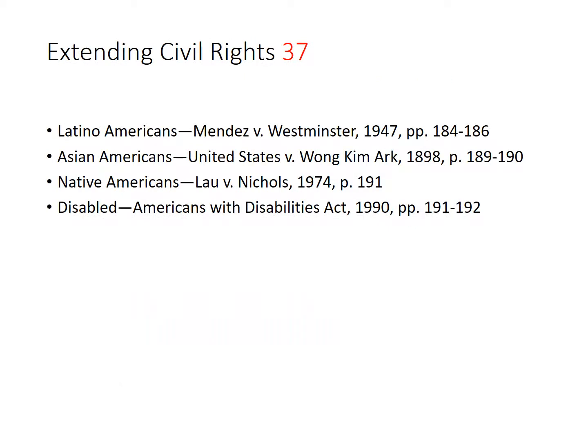And we'll come back to that issue, but we can see here on the issue of extending civil rights some other groups that are involved in this. Some very important court cases. We can really see with Chapter 4 and this chapter, Chapter 5, that there's a great deal of involvement by the courts. And the outcomes of these court cases have impacted our interpretation of civil rights. So look over those pages and these court cases involving Latino Americans, Asian Americans, Native Americans, and disabled Americans.